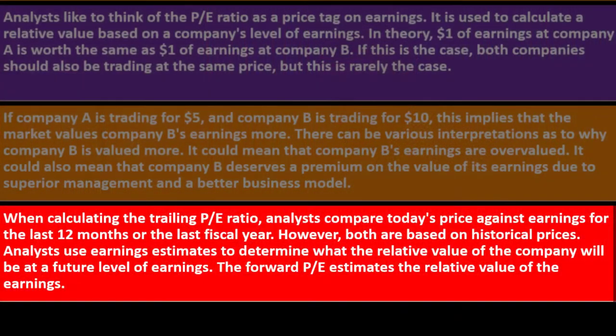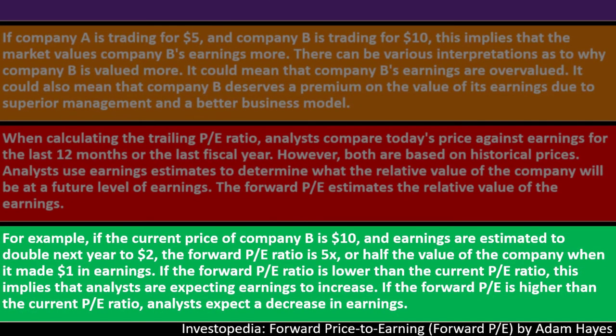When calculating the trailing PE ratio, analysts compare today's price against earnings for the last 12 months or the last fiscal year. However, both are based on historical figures. Analysts are using earnings estimates to determine what the relative value of the company will be at a future level of earnings. The forward PE estimates the relative value of the earnings. For example, if the current price of company B is $10 and the earnings are estimated to double next year to $2, the forward PE ratio is 5x, or half the value of the company when it made $1 in earnings.